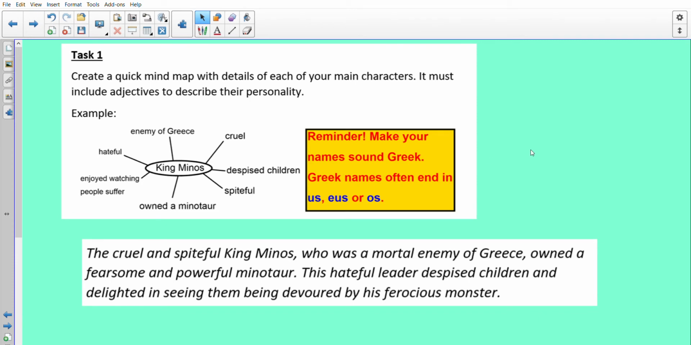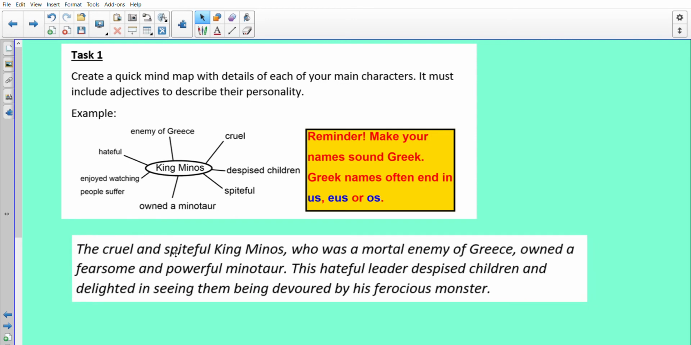So I'll just take you back to some of your planning you did last week. You made a mind map, didn't you, for your characters, just to get an idea of what kind of person they were. So I did one here for King Minos. I have a little reminder here about making your name sound Greek. I've seen some people naming their characters after their friends in your class. That doesn't sound like a Greek myth. Try and choose some Greek names, not just your mates' names.